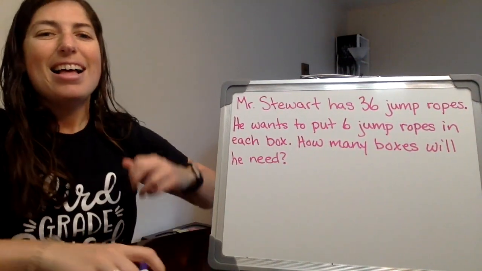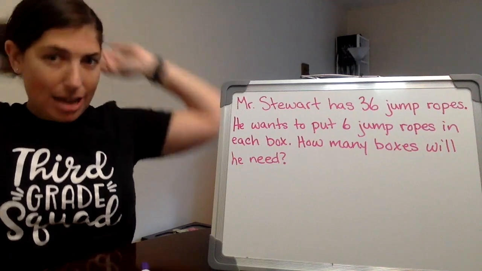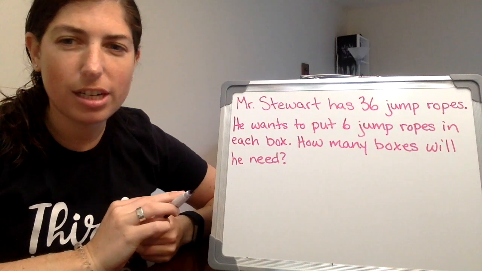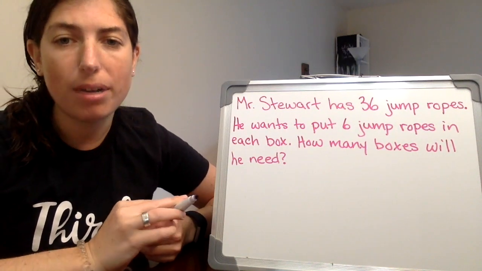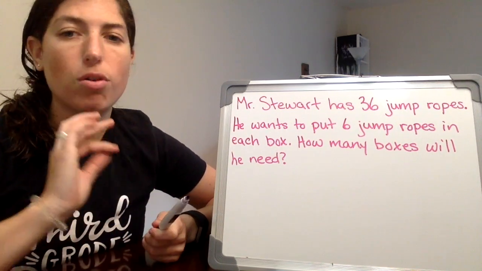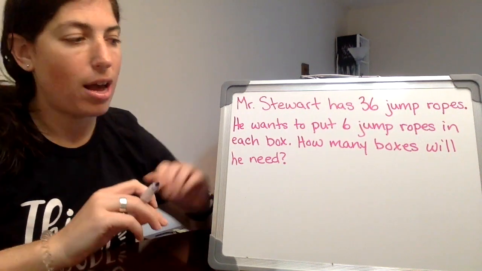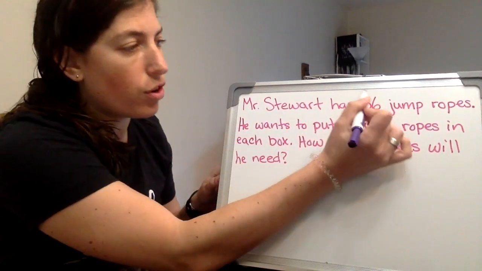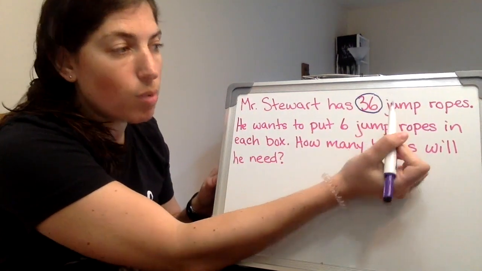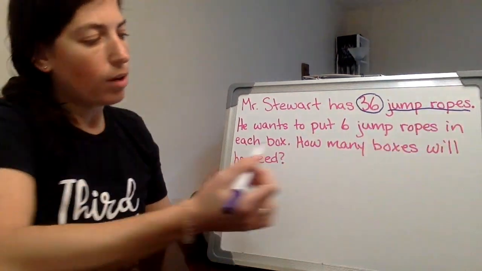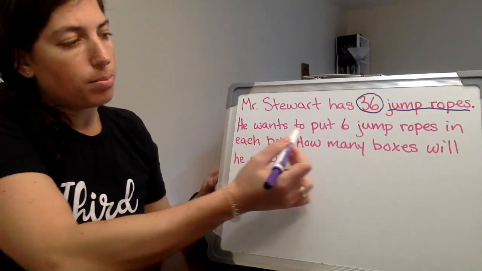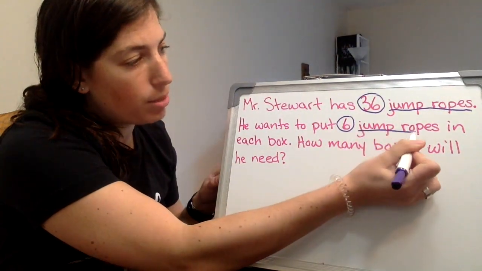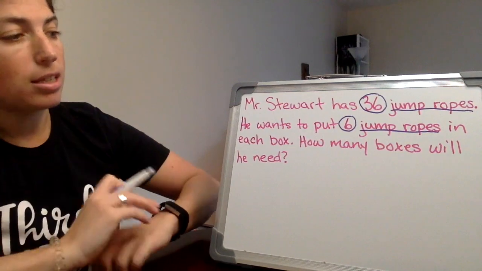Okay. So this next problem we're going to look at says, Mr. Stewart has 36 jump ropes. He wants to put 6 jump ropes in each box. How many boxes will he need? So I'm going to go through that same process all over again. Okay, so first we need to circle our numbers to begin with. So I see 36 is my first number. 36 what? 36 jump ropes. Okay, then I keep reading. He wants to put 6. There's my next number. What's the 6 talking about? Jump ropes again. Okay, in each box, how many boxes will he need?